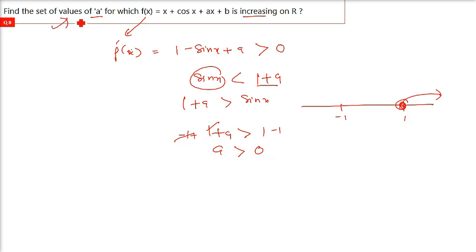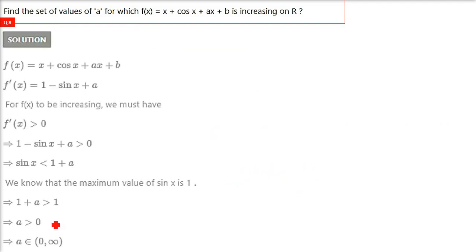What does it mean? We have to start with 0 and go up to wherever we want, but wherever we want will lead us to positive infinity. So a greater than 0 just means a belongs to 0 till infinity. This is your answer. Now, how are you going to write it? This is the way we are going to implement writing. If you write the diagram, it will be very good. So I hope you are able to understand this.